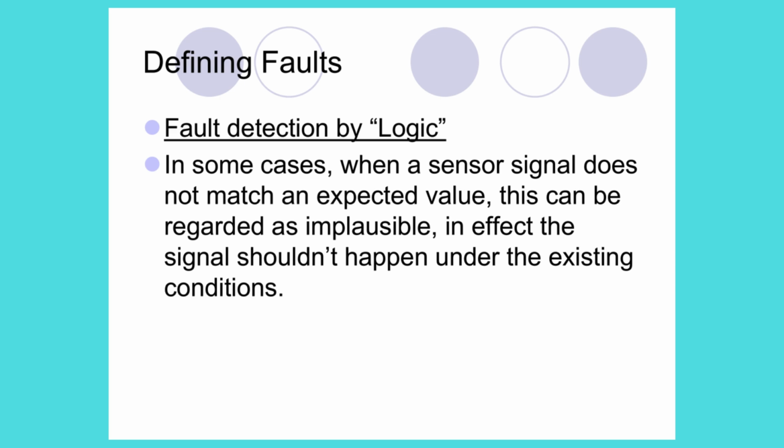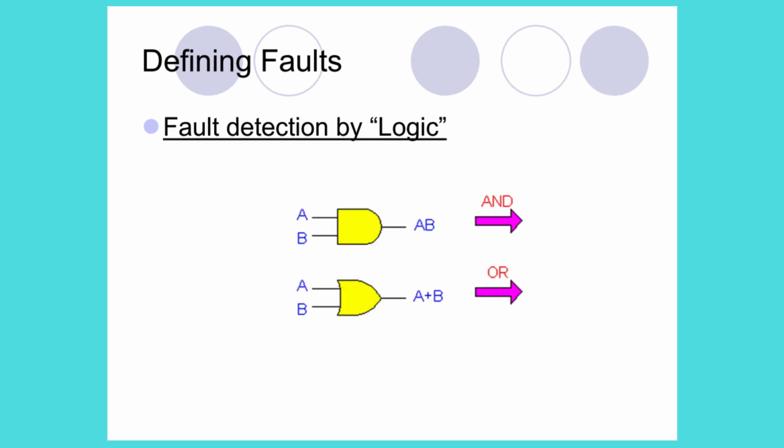Fault detection by logic. In some cases, when a sensor signal does not match an expected value, this can be regarded as implausible. In effect, the signal shouldn't happen under the existing conditions. Sensors may be considered in groups, and their collective output must make sense or be logical.